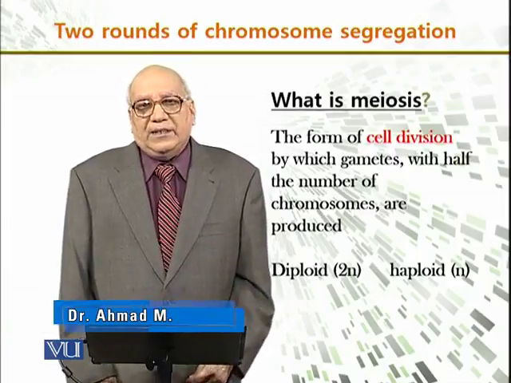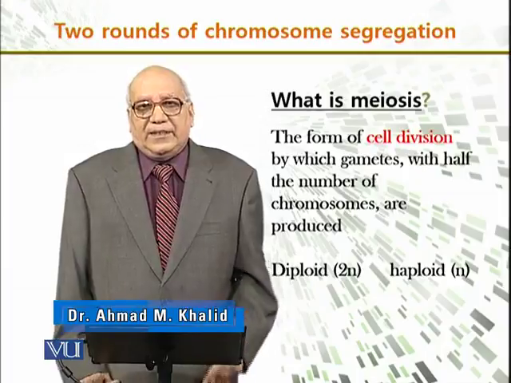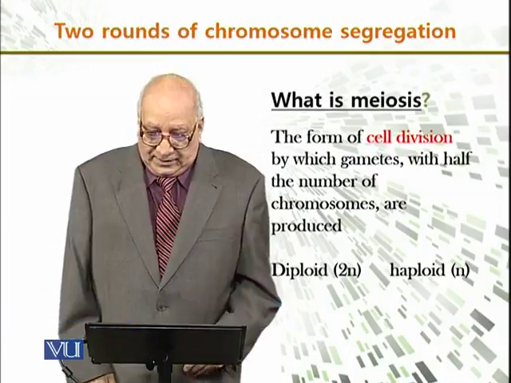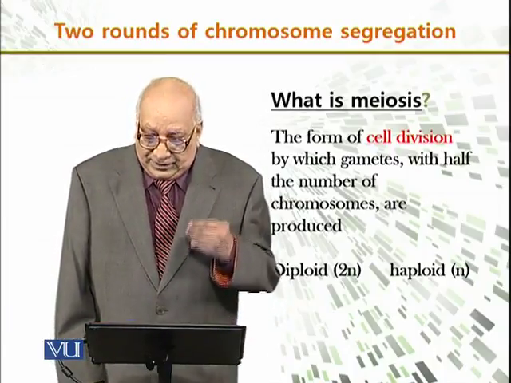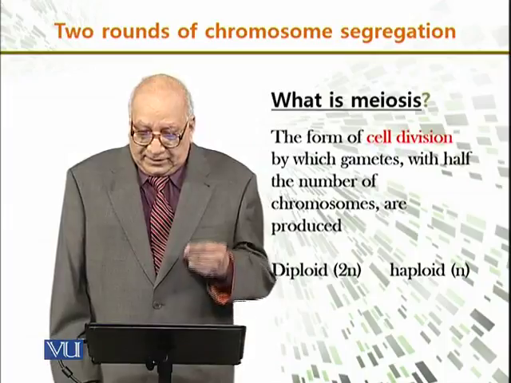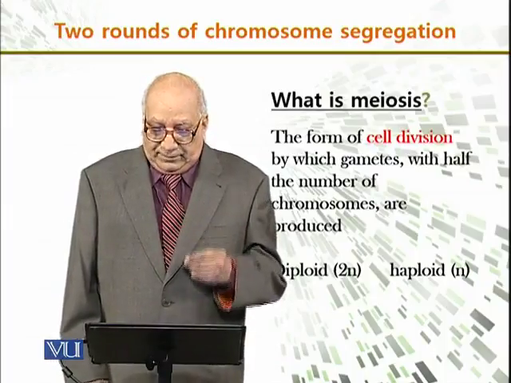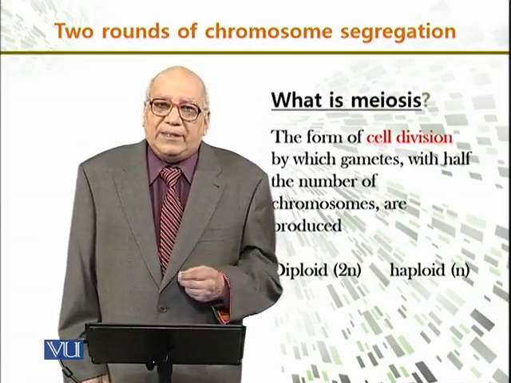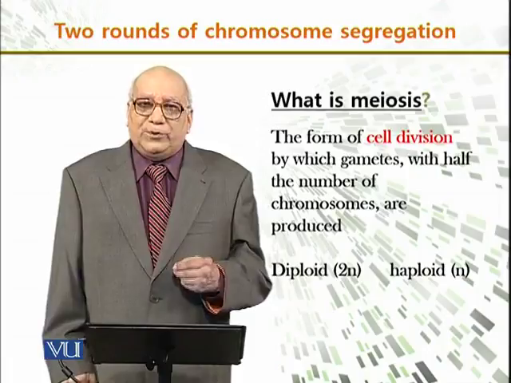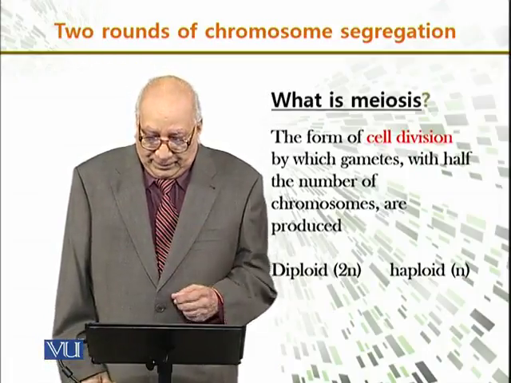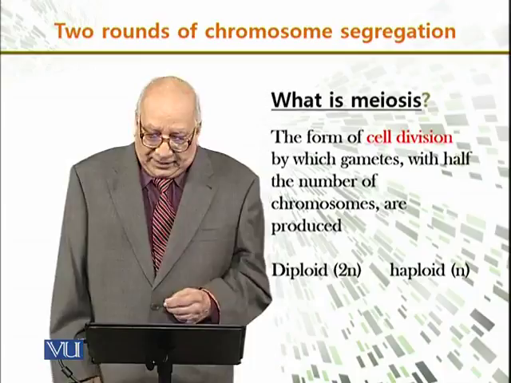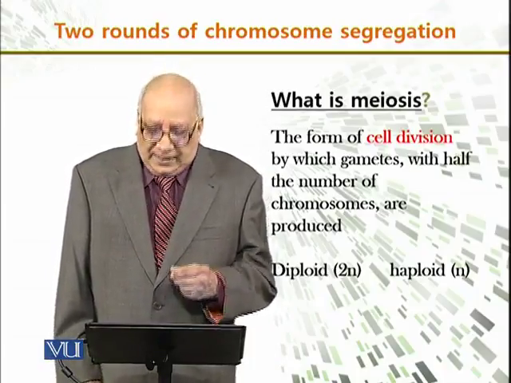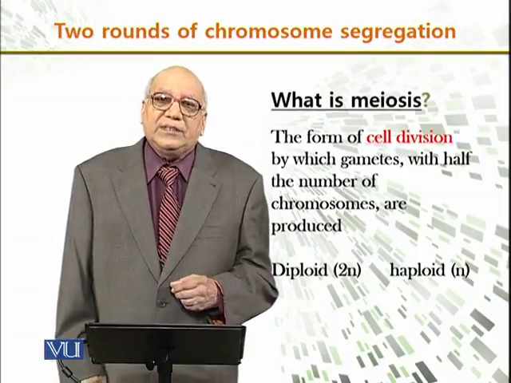As we have already studied, after mitosis the second stage is meiosis. What is meiosis? It is the form of cell division by which gametes with half the number of chromosomes are produced. There are two types of cells. One is gametes, in which the chromosomes are half the number, and the double number is called diploid, and the haploid is a single number.